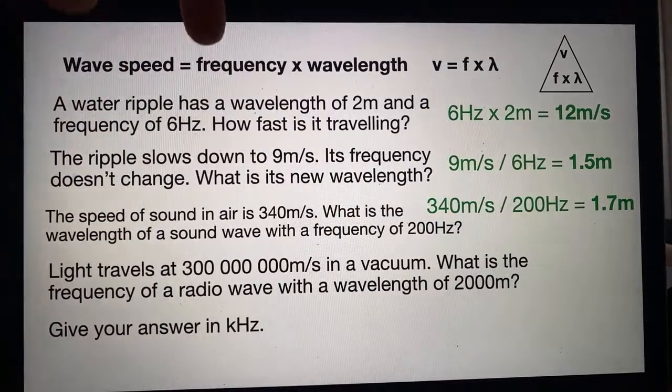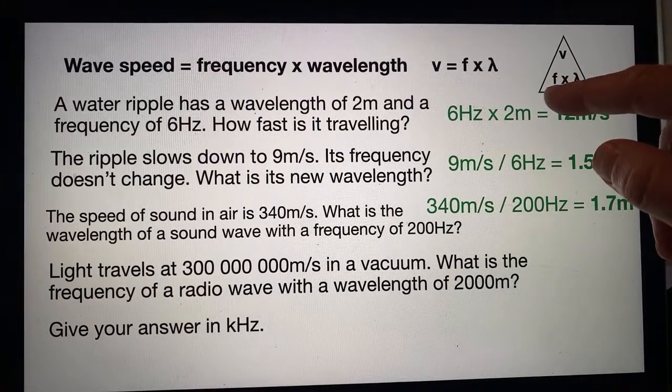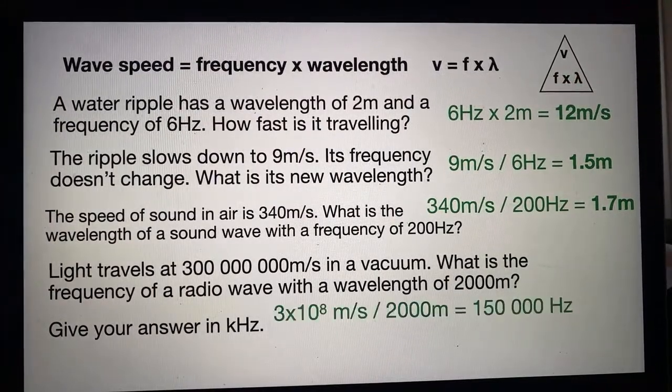So the speed is 300 million meters per second, the wavelength is 2000 meters, and we need the frequency this time, so it's the speed divided by the wavelength, which gives us 150,000 hertz.